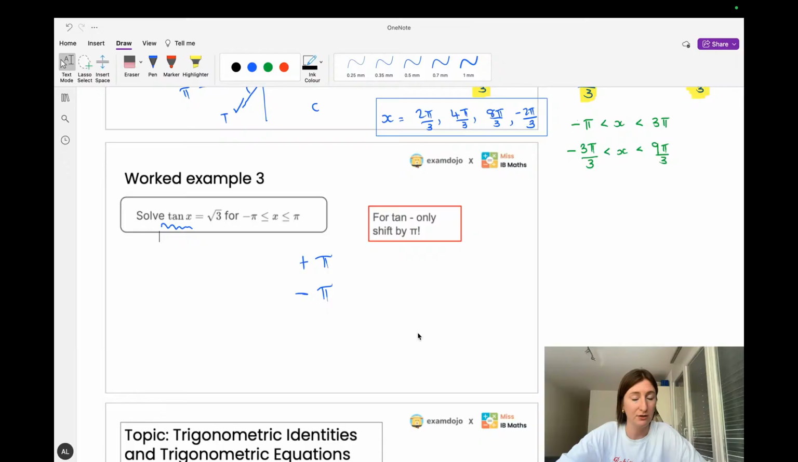All right, so that is the method that I find works every time. There's not too much memorizing of formulas. You just need to have your cast diagram, your special angles, and adjust for the domain. So hopefully that works for you.